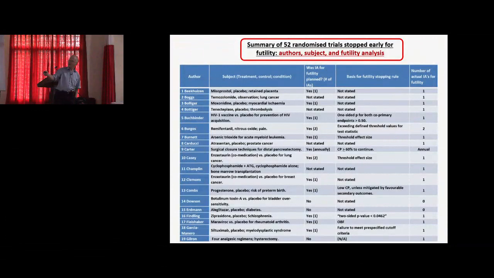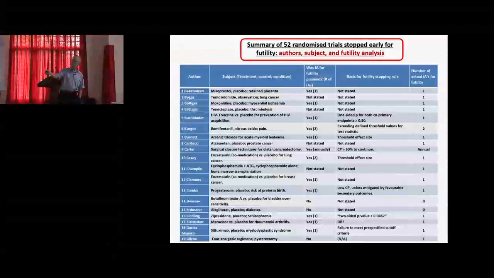Then the next thing we got was IA, the interim analysis. Was an interim analysis for futility planned, and what was the number of interim analyses planned? So we have yes, there was one planned, don't know, didn't say, yes, one, and so on. Here's one with 2 planned, and so on. What was the basis for their futility stopping rule? A lot have not stated, we don't know.